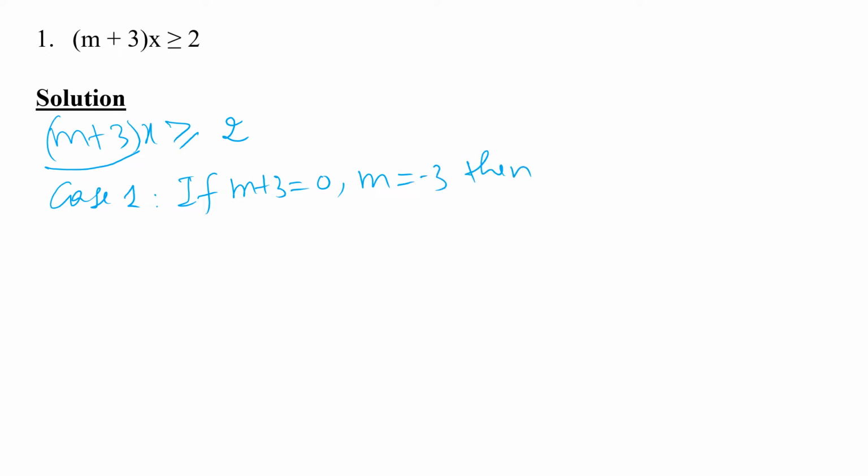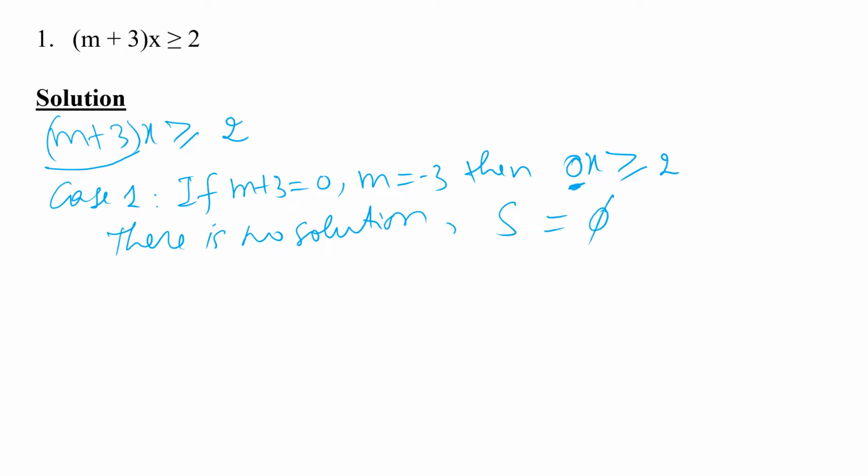we replace m by negative 3, we get 0x which is greater than or equal to 2. As you see, we have this 0 as the coefficient of x, and we are not able to get the value of x. Therefore, there is no solution. So S is equal to the empty set.